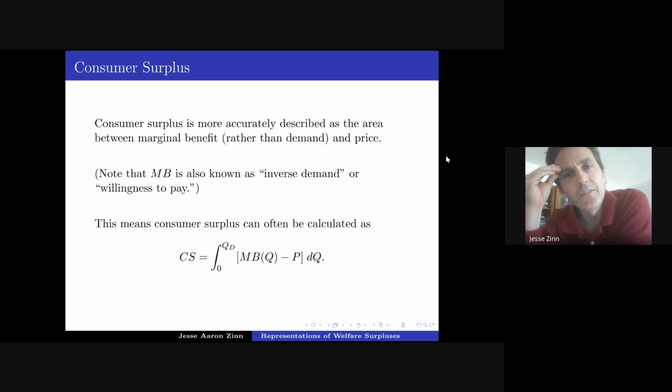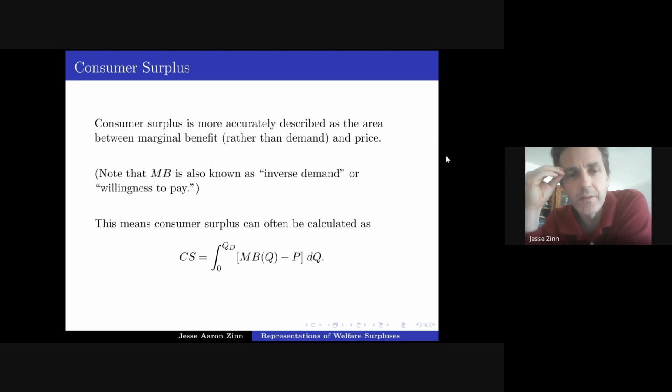So consumer surplus, we can more accurately describe as the area between marginal benefit and the price, rather than just demand. Marginal benefit is what some people call inverse demand, or you can also think of it as willingness to pay, the willingness to pay per unit of each unit of output.